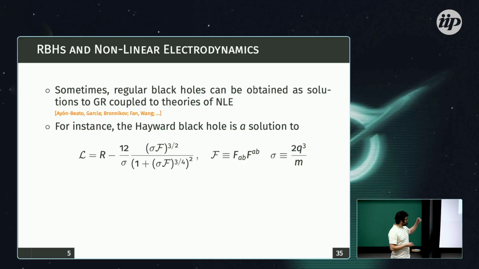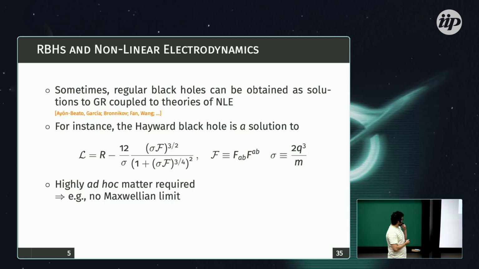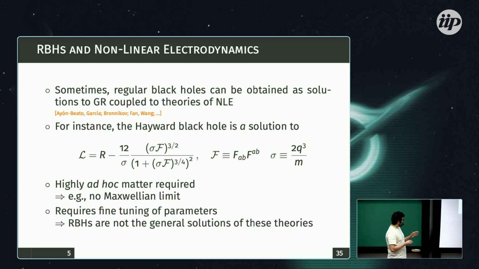In particular, Schwarzschild is also a solution of this. First of all, you need highly ad hoc matter, as is clear from this. In particular, this doesn't have a Maxwellian limit, or even if it had it, the solution wouldn't be regular. So only in very peculiar situations do you get a regular black hole. It requires a fine-tuning of parameters, in a pretty bizarre kind of fine-tuning. And this is what I just said: regular black holes are not the general solutions of these theories.